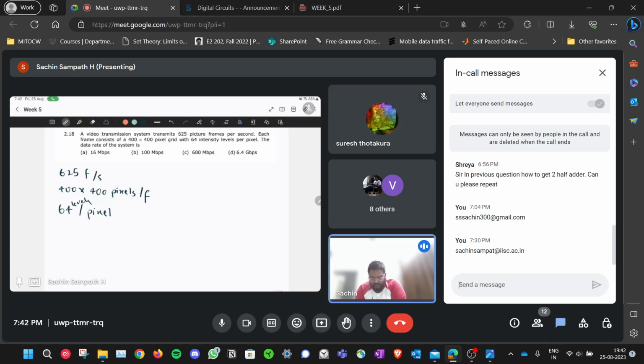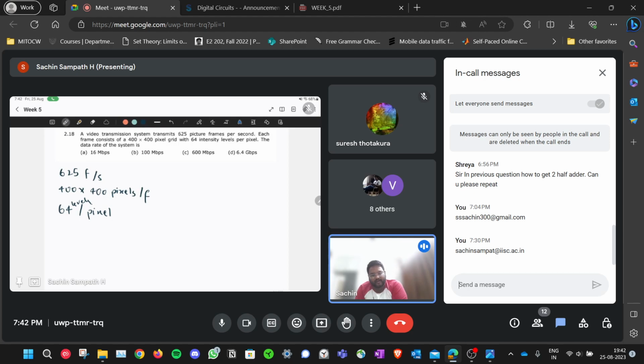First of all, they have given 64 levels, intensity levels per pixel. They are not given in terms of bits. So if you have 64 levels, how many bits will you need to represent that? You need 6 bits, right? With 6 bits, you can have 2 power 6, 64 combinations. For each combination, you can assign an intensity level.